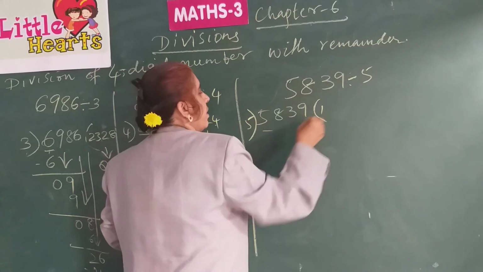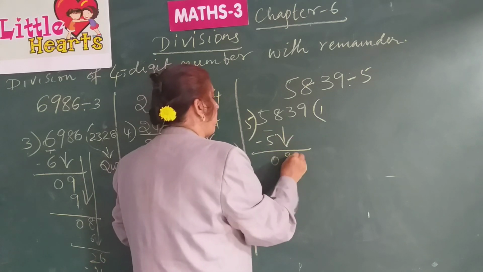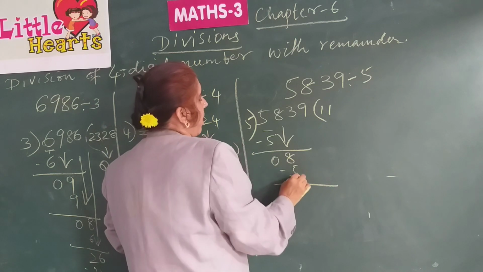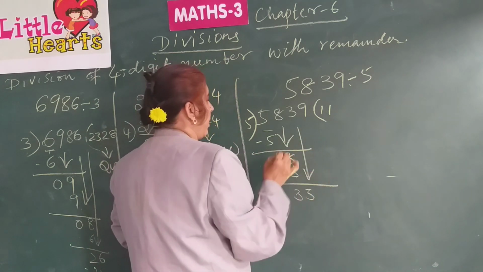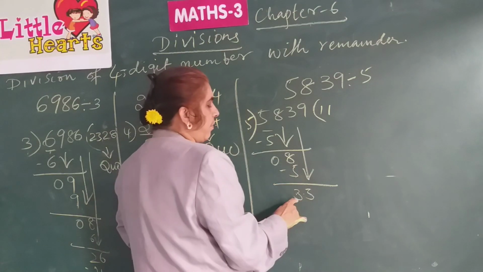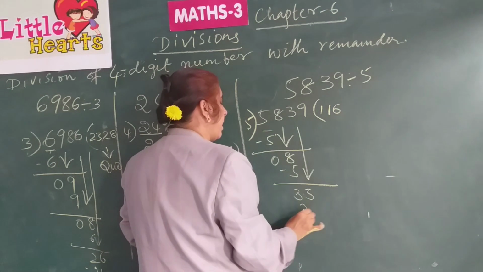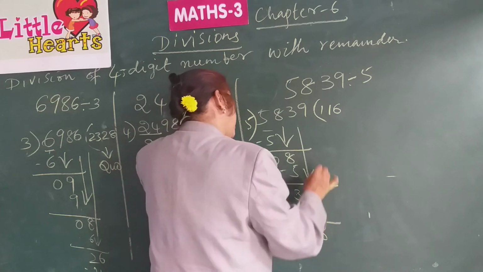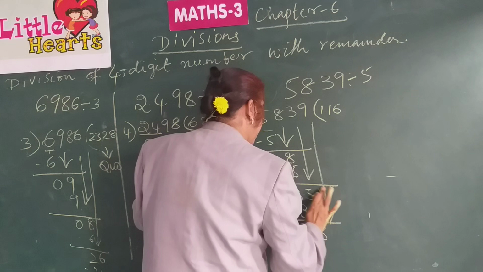5, 5. 5 ones are 5. 5 minus 5, 0, bring down 8. Again 5 ones are 5. 8 minus 5 is 3, bring down 3. 33, 5 table. 5 sevens are 35, 5 sixes are 30. 5 sevens are 35, which is greater than 33. Go with 5 sixes are 30. 33 minus 30 is 3, and bring down 9.